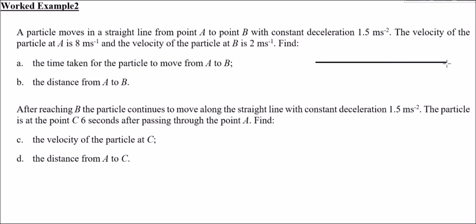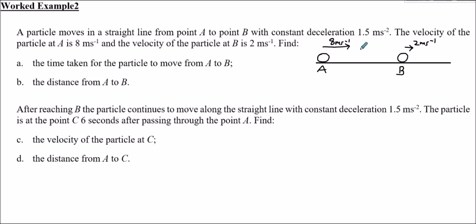So what's happening here is we have this particle. It started at A, it's moved to B, but it's slowing down. And so at A, it was going at 8 meters per second. At B, it's only going at 2 meters per second. So it's definitely slowing down.